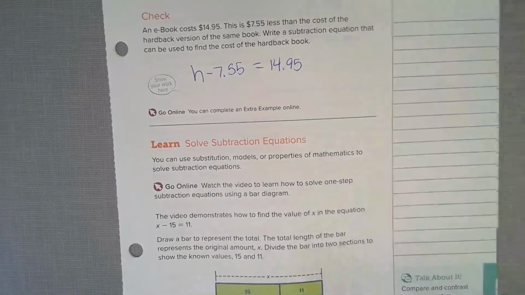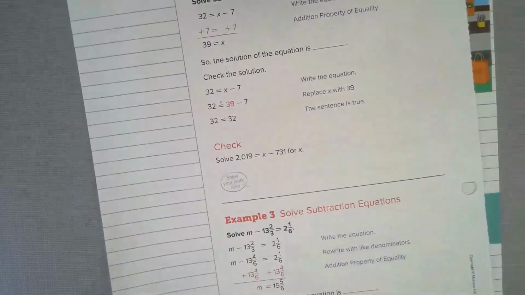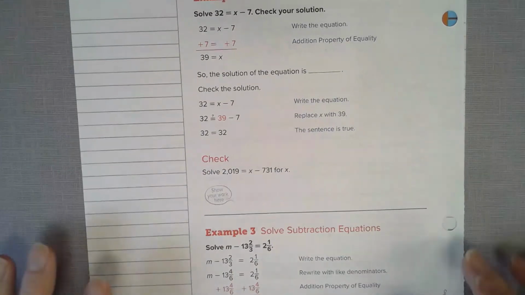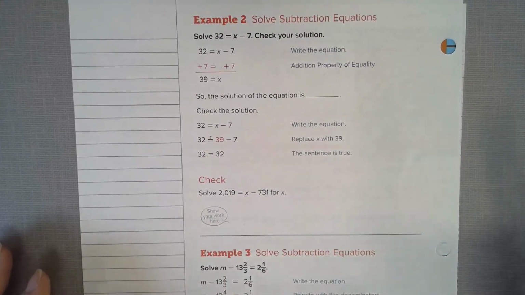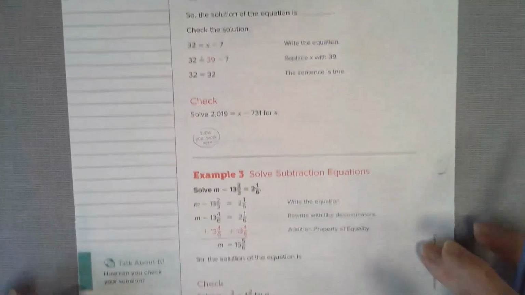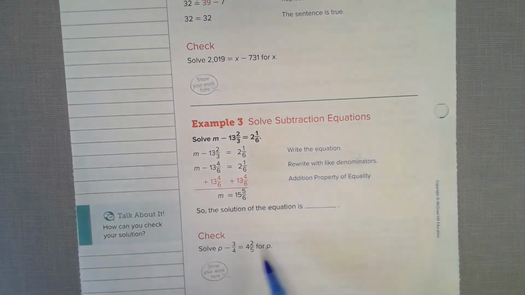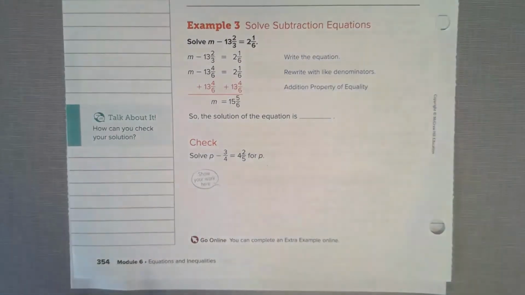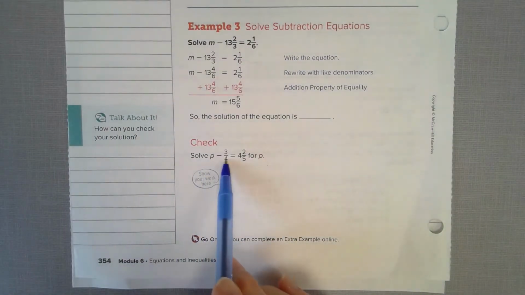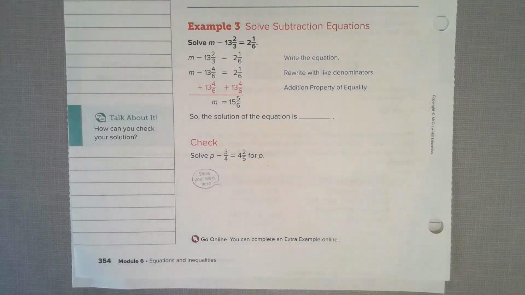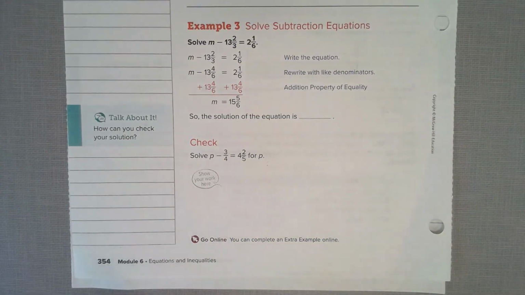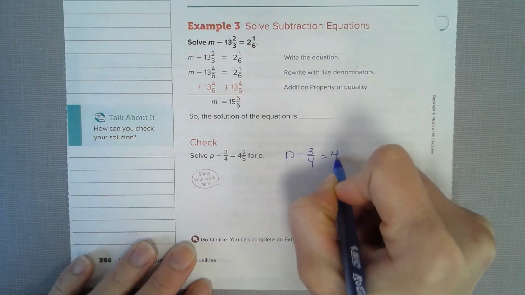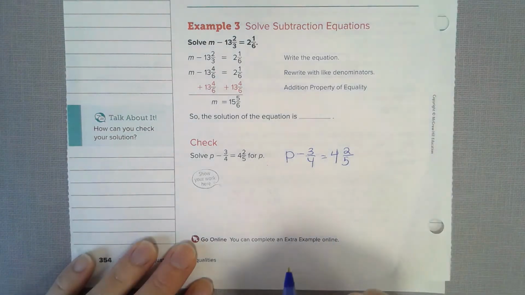Go ahead and flip the page. We're going to do example 3. Down here below example 3 is the check. What minus 3/4 is 4 2/5? So what stands for the letter P? So we're going to rewrite this problem. Make it improper.